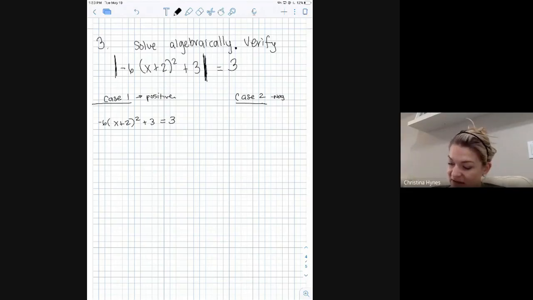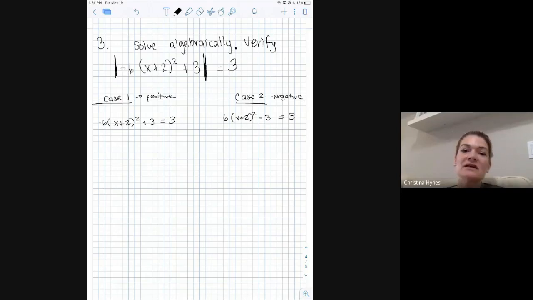And then the negative version of the equation is where you remove the absolutes, and then just like in the previous piecewise function, the -6 became +6. The x plus 2 squared is not affected, and then instead of +3, we have -3. The 3 on the right does not change because that was not an absolute. So only what is within absolutes is being affected. Okay, so those are case 1, case 2.